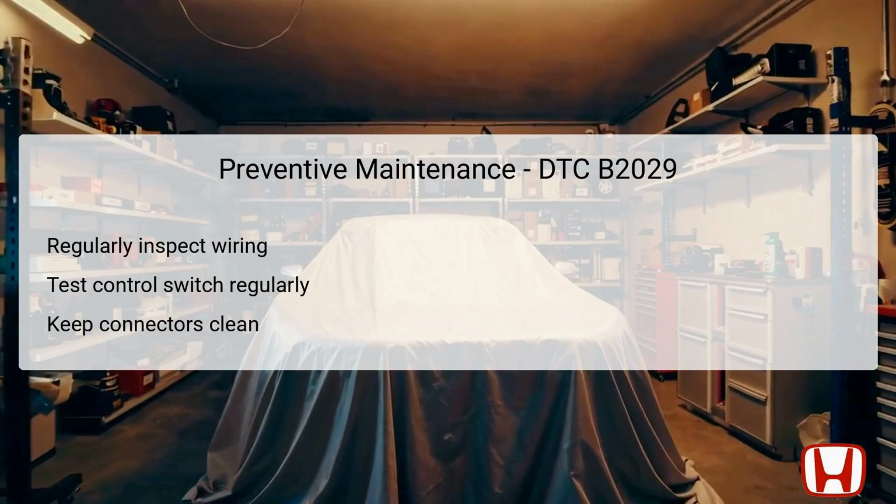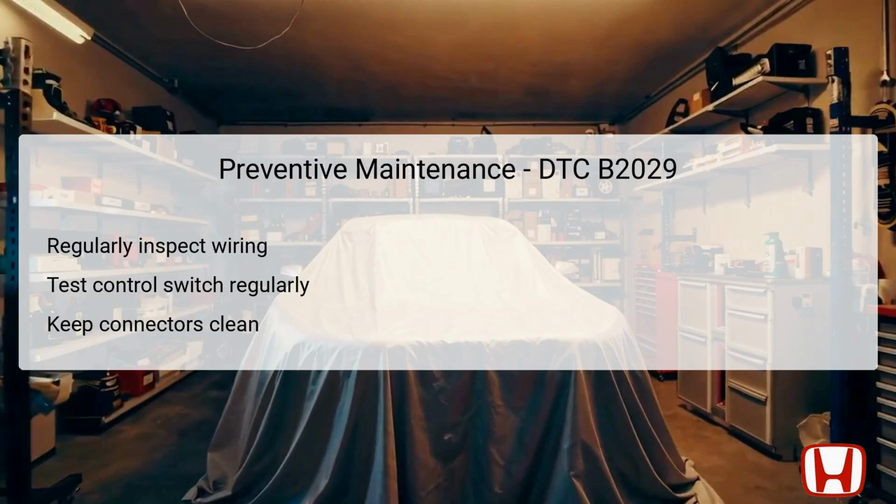Preventive maintenance is essential to keep issues like DTC B2029 at bay. Regular inspections of the wiring connected to the power sliding door is crucial, as the protective insulation can wear over time, leading to shorts or exposed connections. It's advisable to routinely test the control switch to ensure that it operates correctly, preventing any future malfunctions.